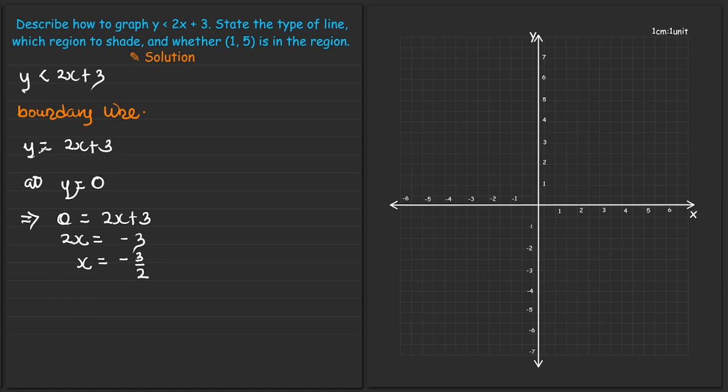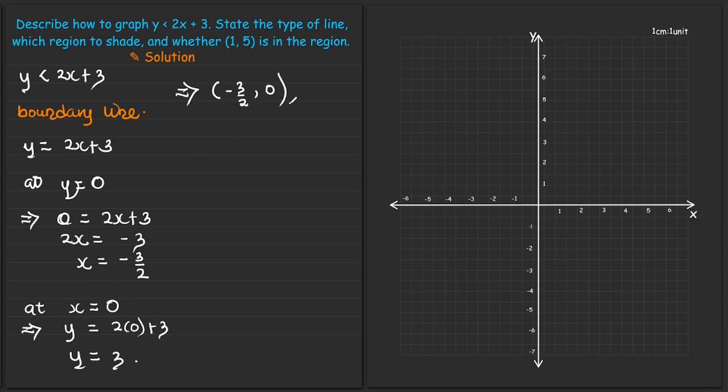Then we now find the point at x equals 0. So at x equals 0, our y is equal to 2 into bracket 0 plus 3. And our y is equal to what? This gives us 0, so we have 3. So this is to say that the points negative 3 over 2, 0 and the other point, which is 0, 3, are on the line.